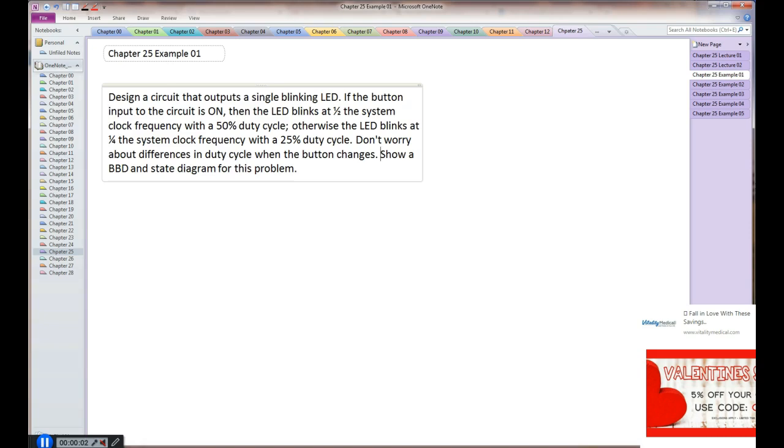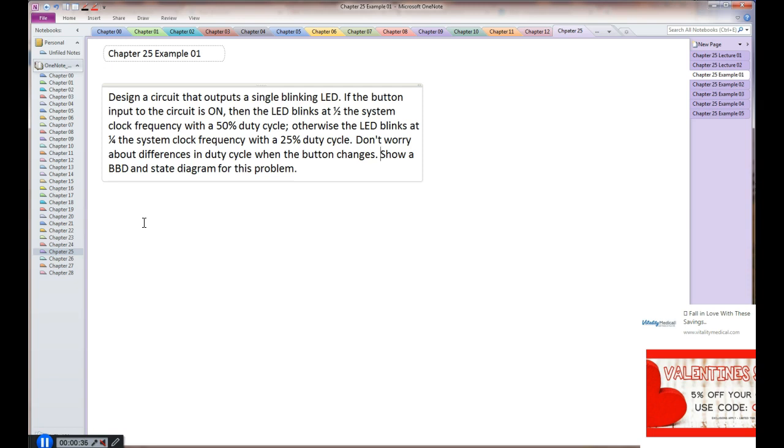This is chapter 25, example 1. What we have here is the need to design a circuit, or essentially a state machine, that will blink an LED at one of two duty cycles and one of two frequencies. It's either going to blink at half the system frequency with a 50% duty cycle, or a quarter of the system clock frequency at a 25% duty cycle.